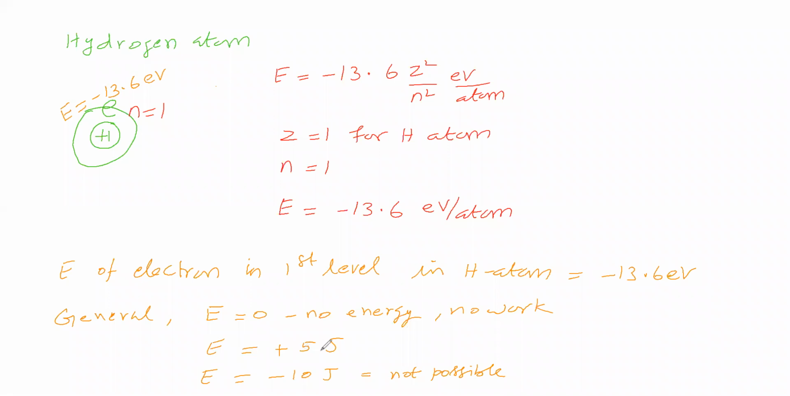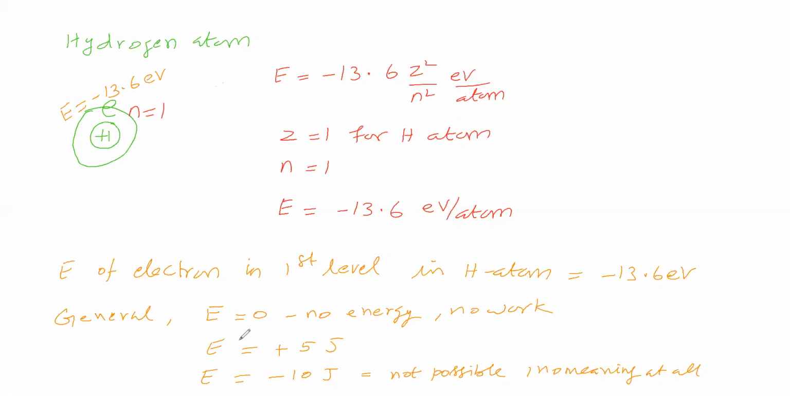Energy equal to plus 5 joule means 5 joule of energy, so respective work is done. That we can say. Suppose if we say energy equal to minus 10 joule, for this there is no meaning at all. Isn't it? Energy equal to minus 10 joule, if we say, is there any meaning for this? If we say energy equal to 0, no energy, no work.